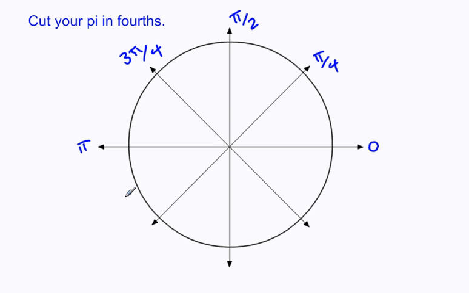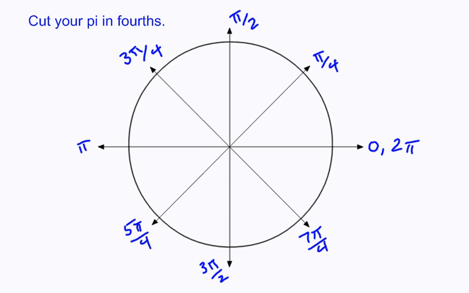4/4 is a full pi. 5/4. 6/4 of pi, which reduces to 3 pi over 2. 7/4 of pi. And then finally, we're back up here with 8/4 of pi, which reduces to 2 pi.